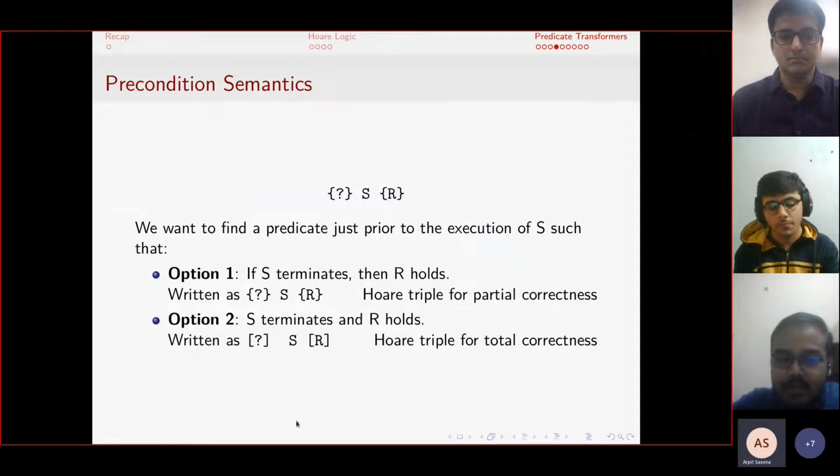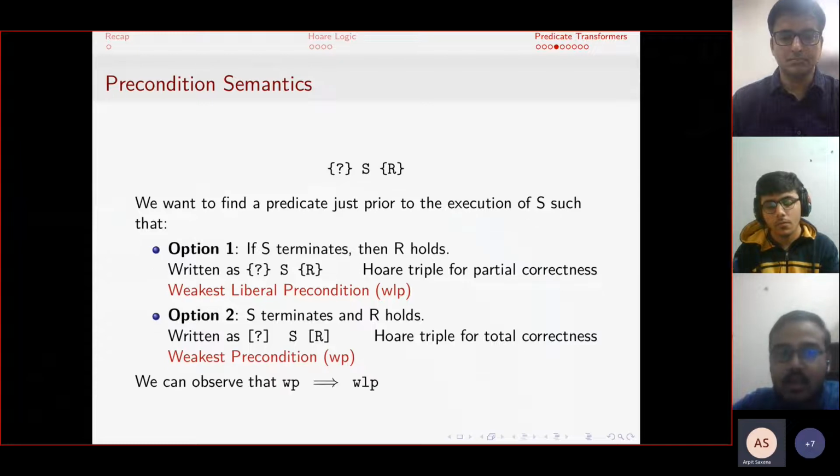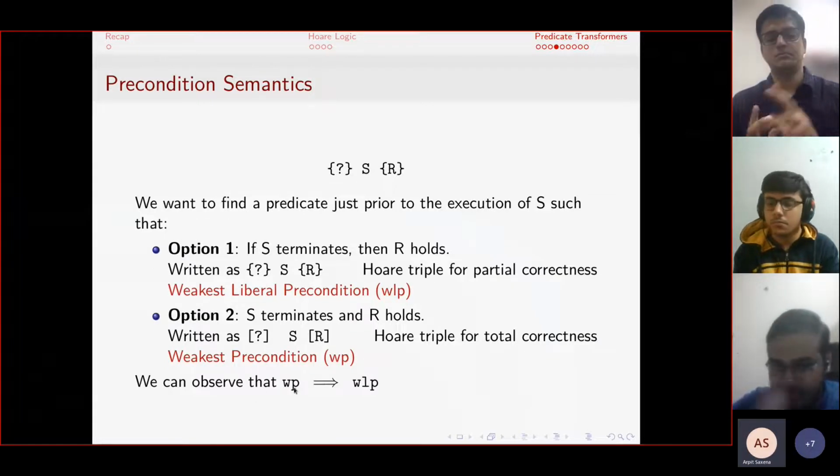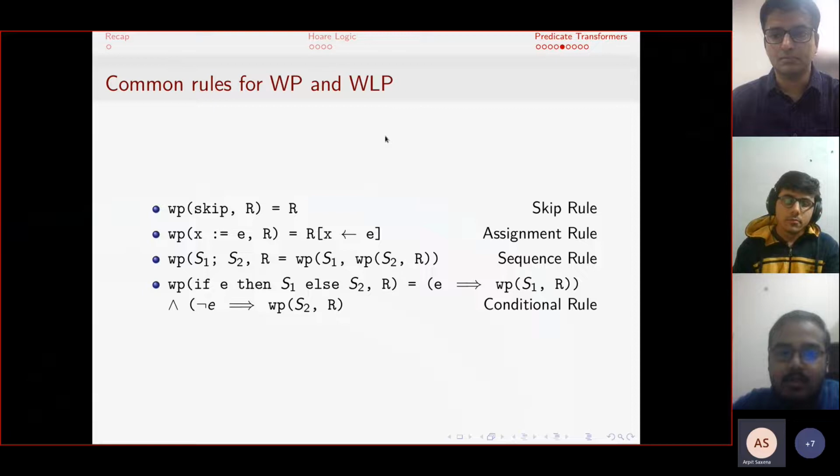Option one, we are writing with curly braces, and this is the whole triple for partial correctness. Option two, we are writing with square braces, and this is the whole triple for total correctness. So the precondition with these semantics will be called the weakest liberal precondition, and with the total correctness semantics, we'll get the weakest precondition. We can observe that WP implies WLP, because if S terminates and R holds, then obviously the implication also holds.